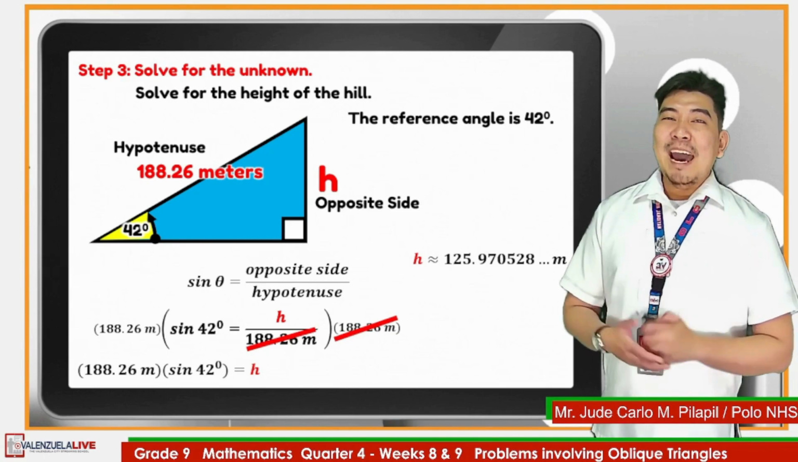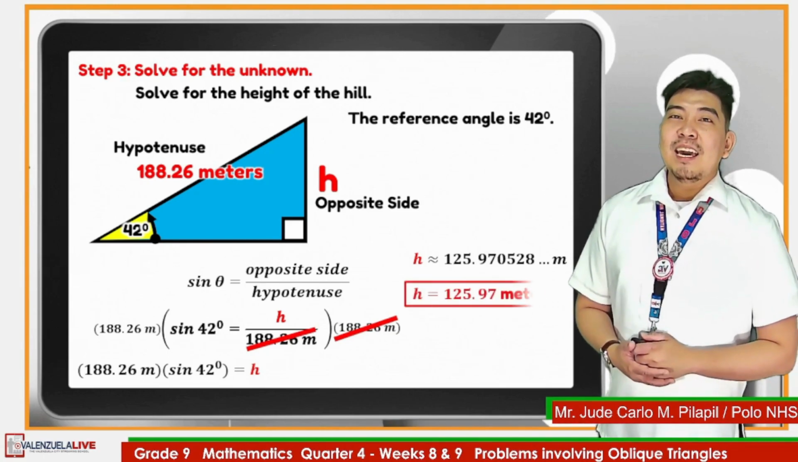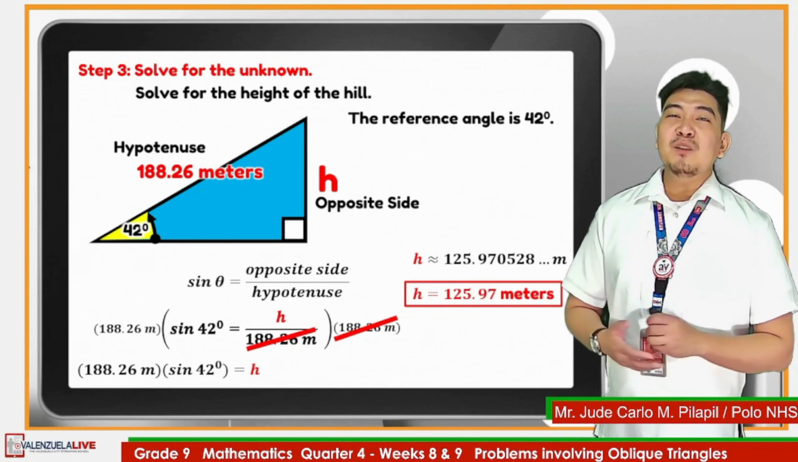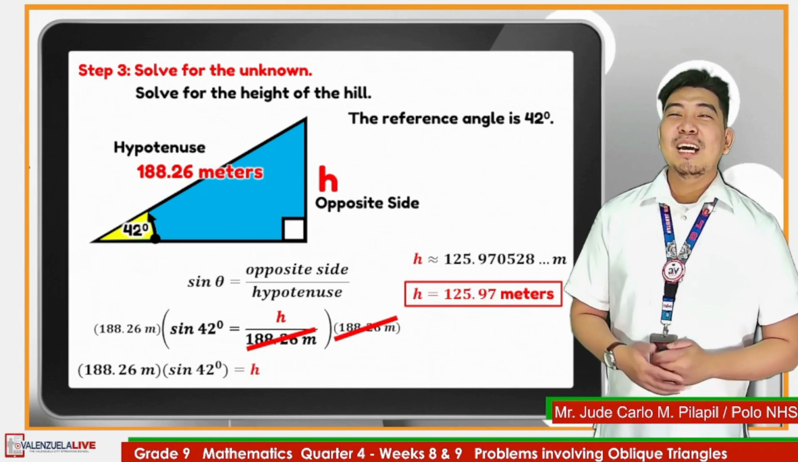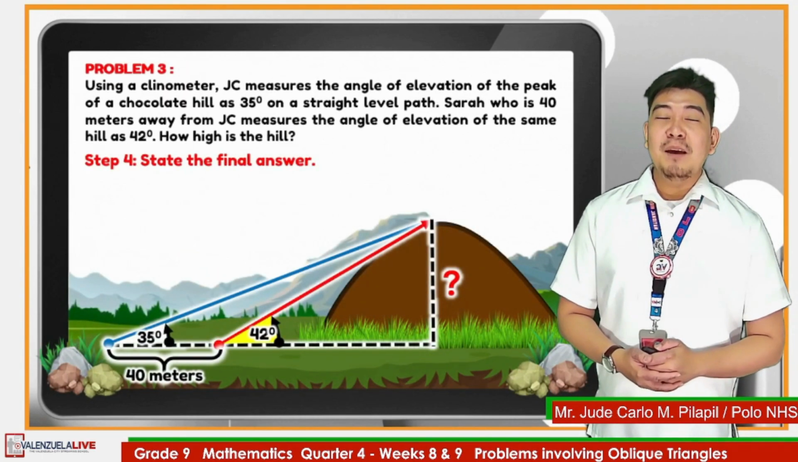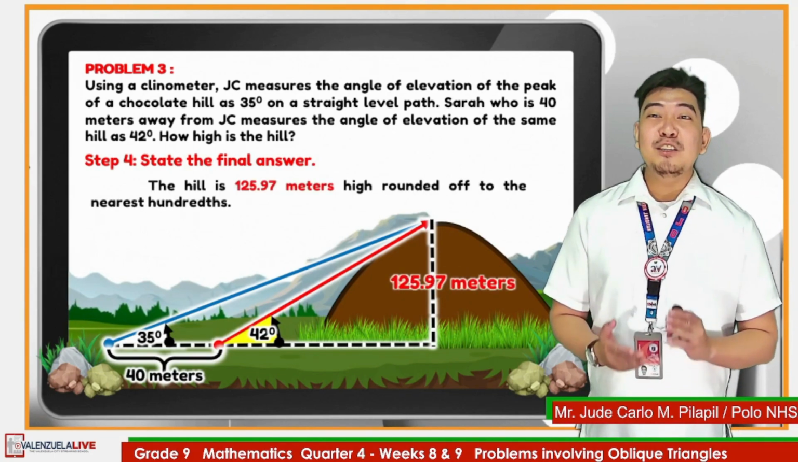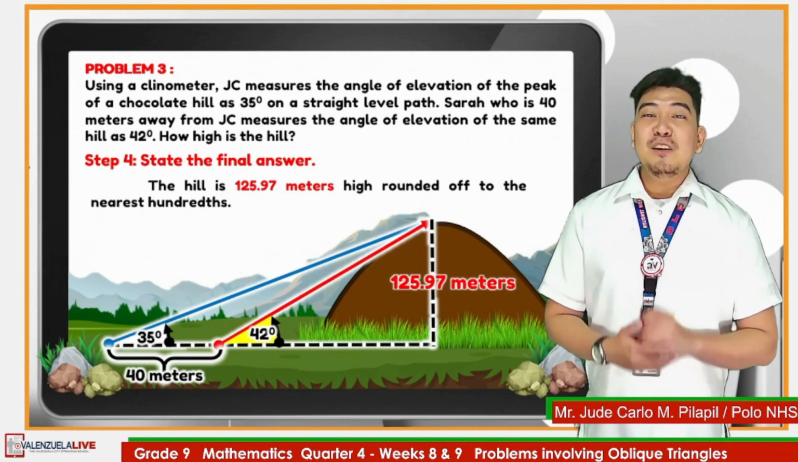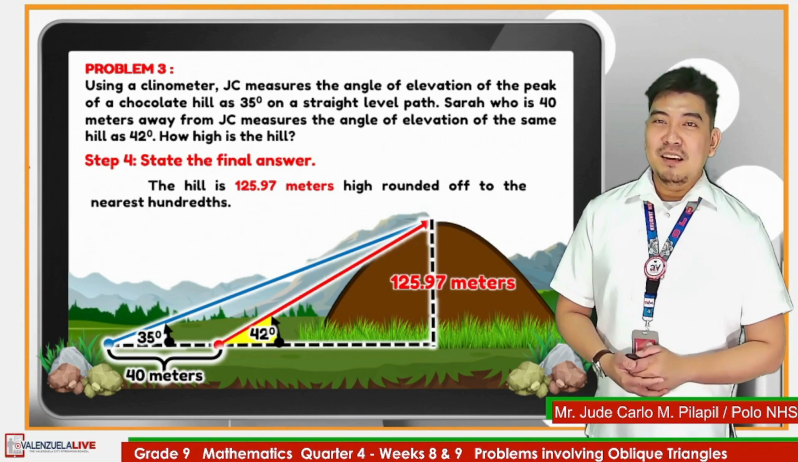The problem asks to round the answer to the nearest hundredths. Hence, h is now equal to 125 and 97 hundredths meters. Finally, to answer the question in the problem, the hill is 125 and 97 hundredths meters high to the nearest hundredths. We talked about chocolate hills.